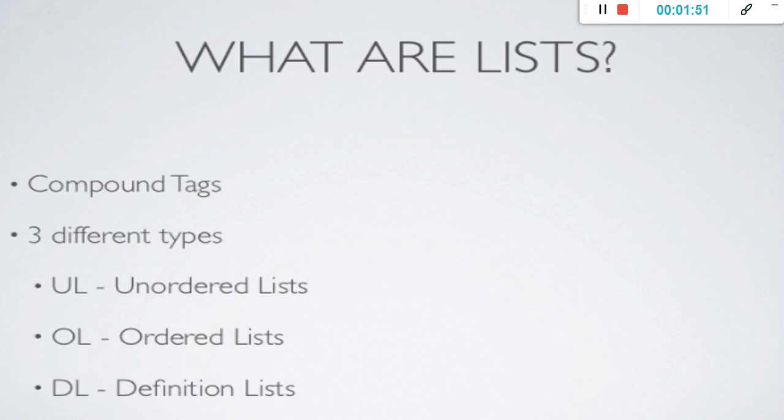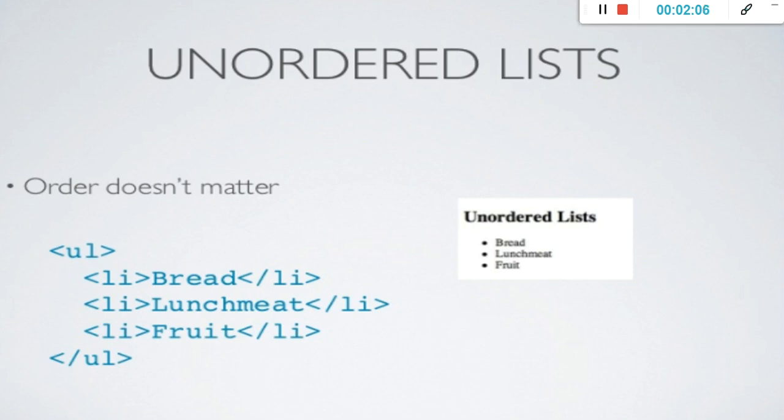First is UL, that is unordered list. Second is OL, that is ordered list. Third is DL, that is definition list, meaning description list. Okay. Now we'll see what an unordered list is. See here, the point is given here. Order doesn't matter. Unordered means what? The order doesn't matter.